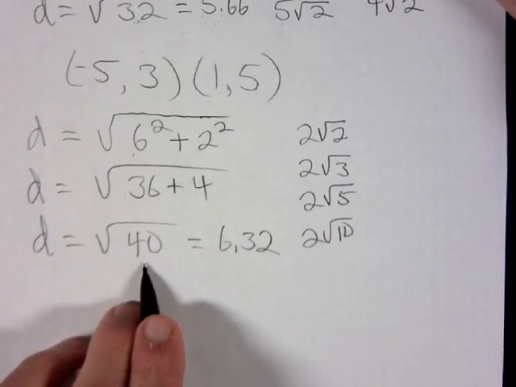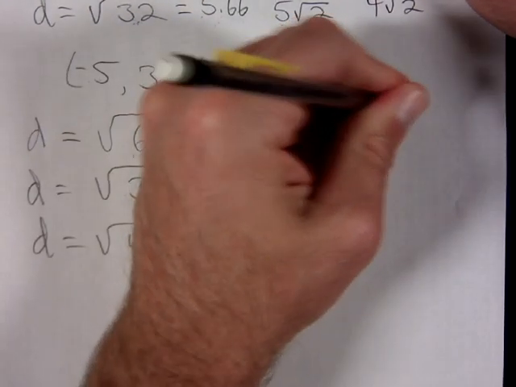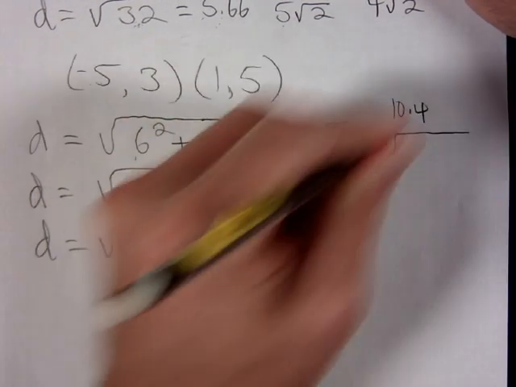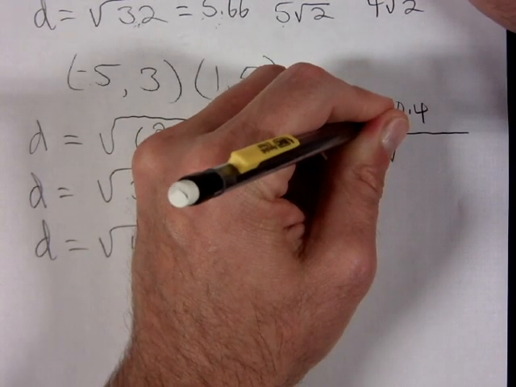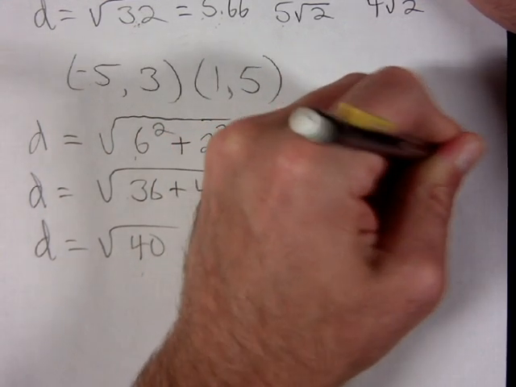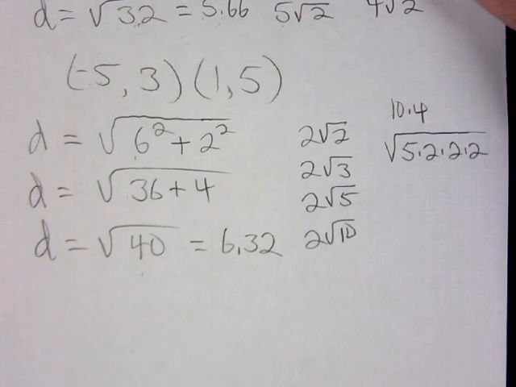Let's break down 40. So 40 is 10 times 4. And so 4 breaks down to 2 times 2, right? And 10 breaks down to 5 times 2. So that's 5 times 2 times 2 times 2. All right, so that's my prime factors.